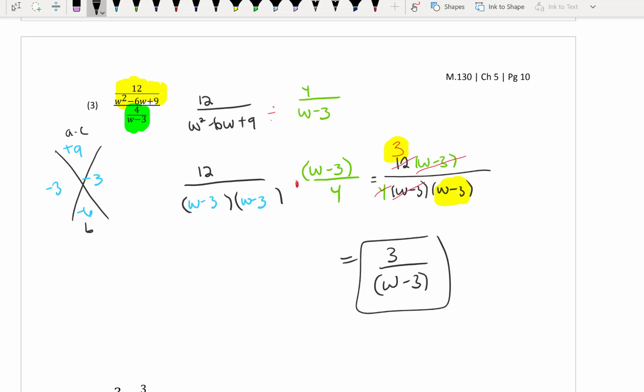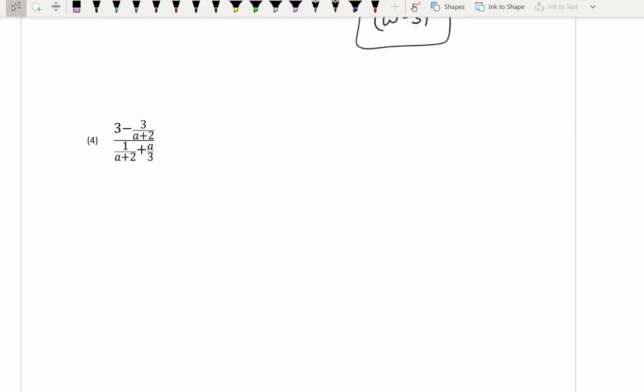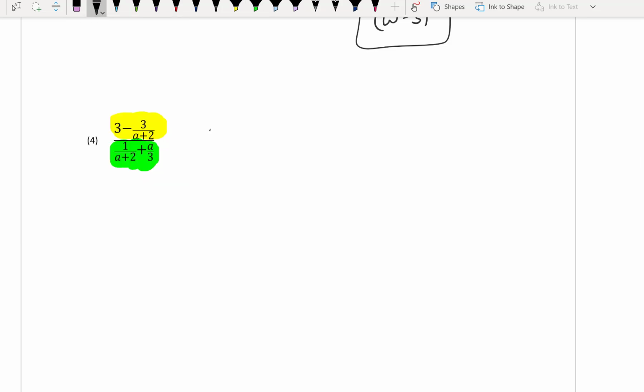And so that ends up becoming my final answer. For number 4, let's go ahead and do this one. I'm going to make sure I know the difference between my numerator and my denominator. So I know that my numerator is going to be 3 over 1, minus my 3a plus 2.